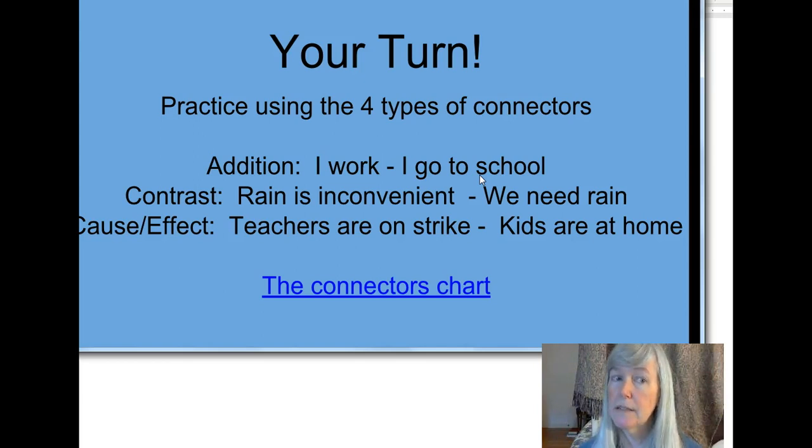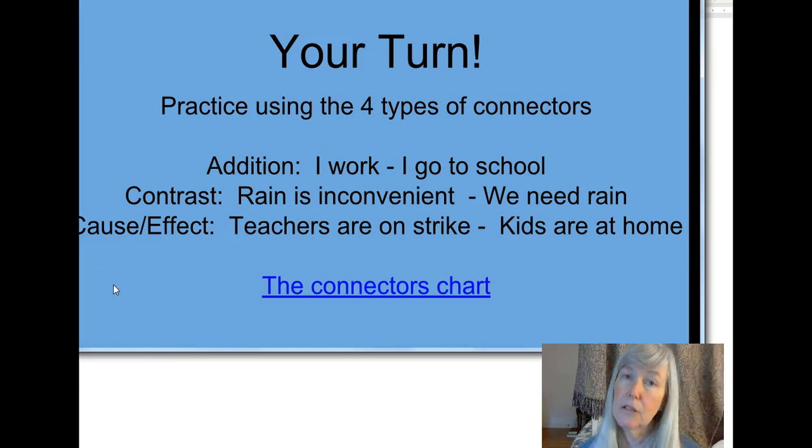To express contrast: rain is inconvenient, we need rain. Rain is inconvenient. However, we need rain. Rain is inconvenient, but we need rain. You can express cause and effect. The teachers are on strike and the kids are at home. Because the teachers are on strike, the kids are at home. The teachers are on strike, so the kids are at home. The teachers are on strike. As a consequence, kids are at home.